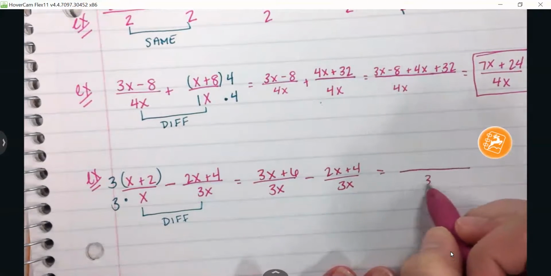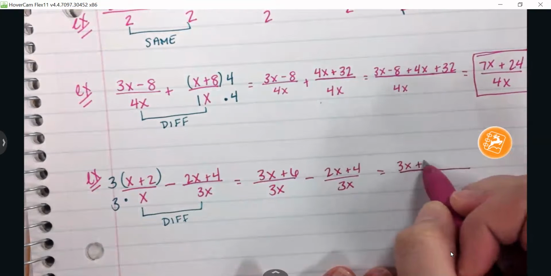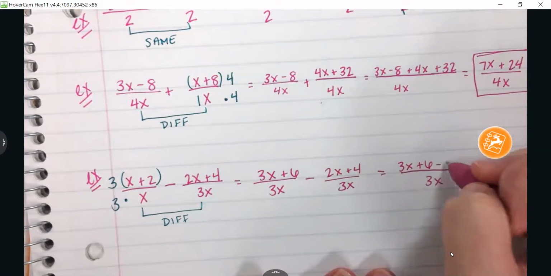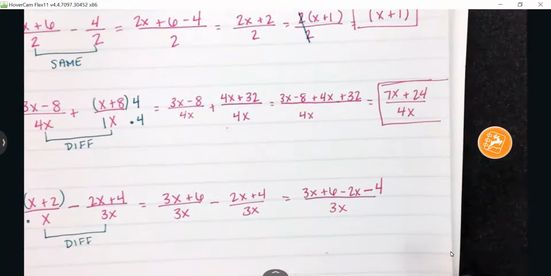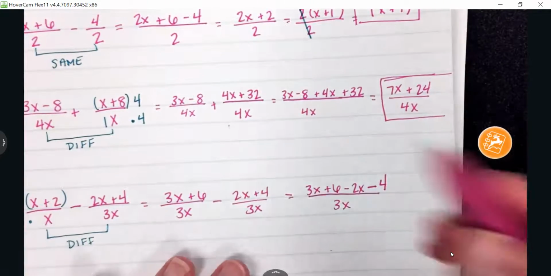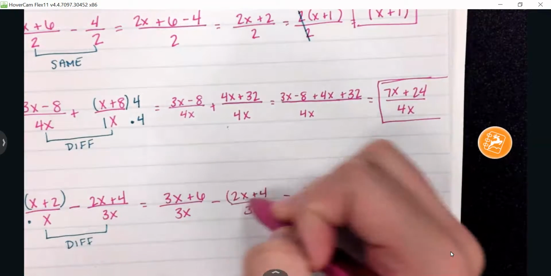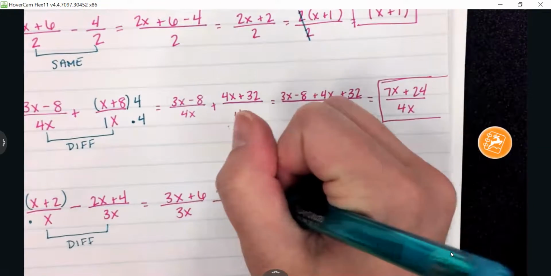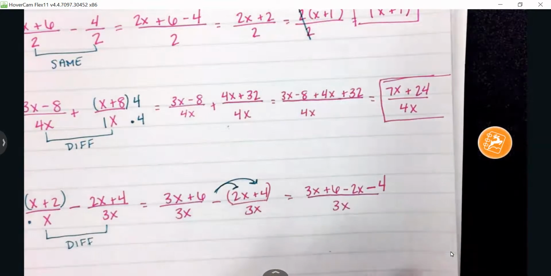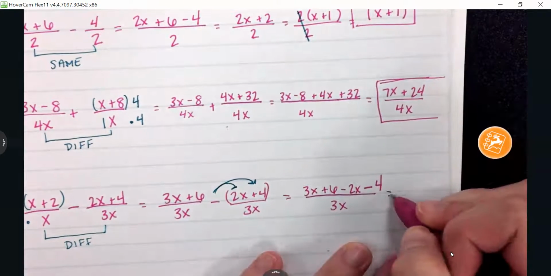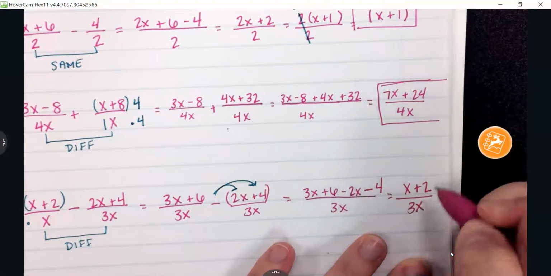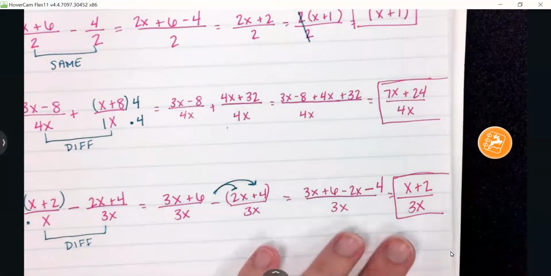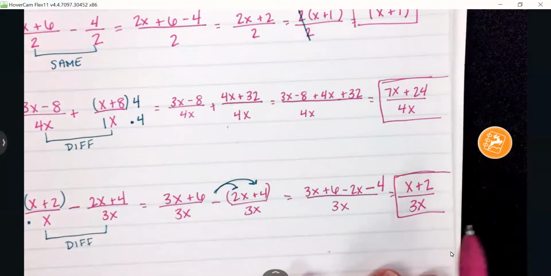When you make one fraction, you would have 3x plus 6 minus 2x minus 4. Where did that minus 4 come from? Because this subtraction sign has to distribute to both of them, okay? Which would then give me x plus 2 all over 3x. How many people got x plus 2 over 3x? Very good. You didn't finish? That's okay.